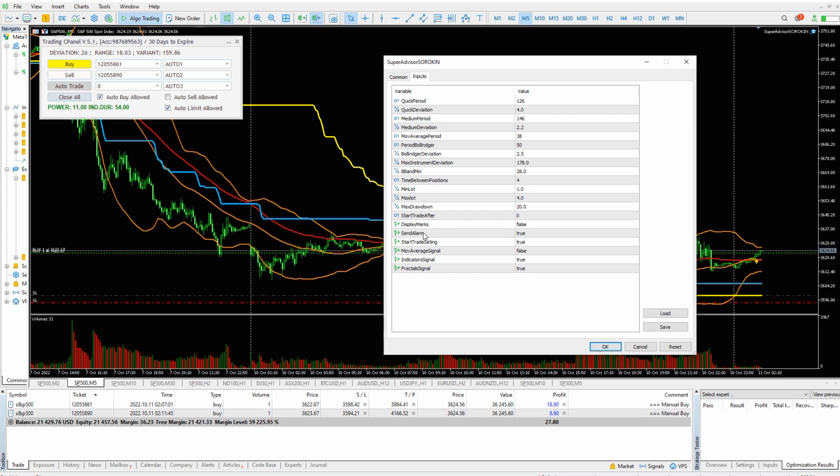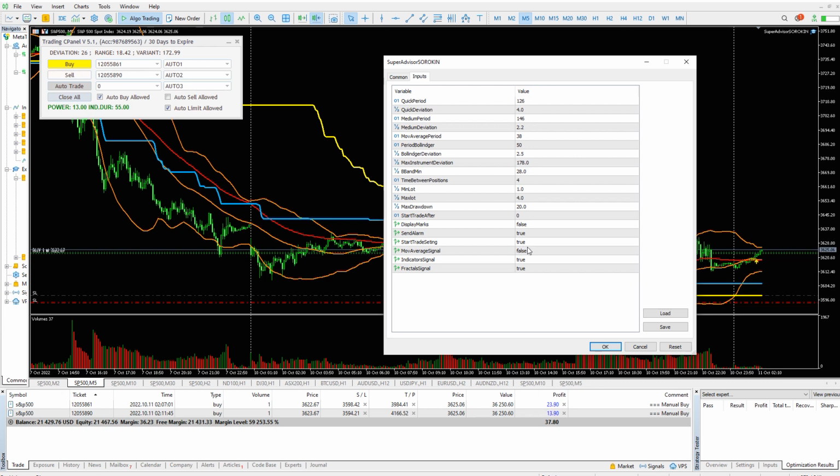Also display marks. When the buy button is highlighted, the system will put a white or red dot under or above the price. So it's telling you this could be a better buy or sell. It's just an informative parameter. Send alarm sends an alert to your screen, and it can also be sent to your device.